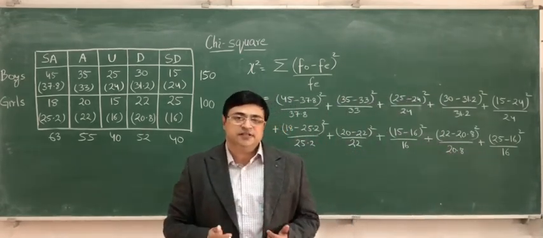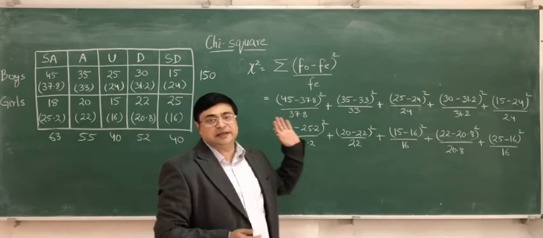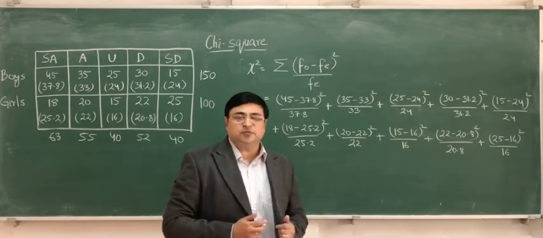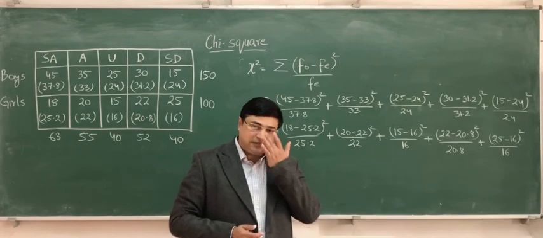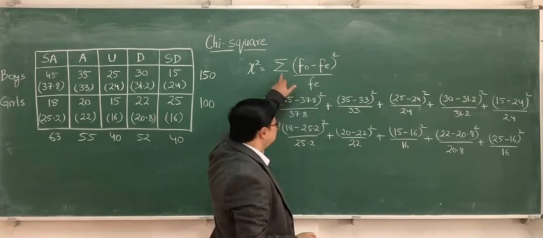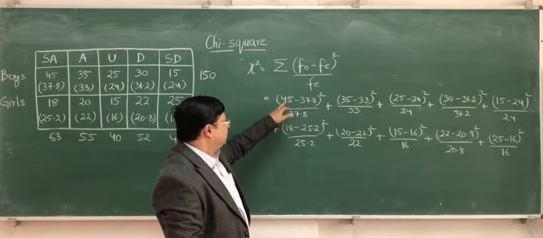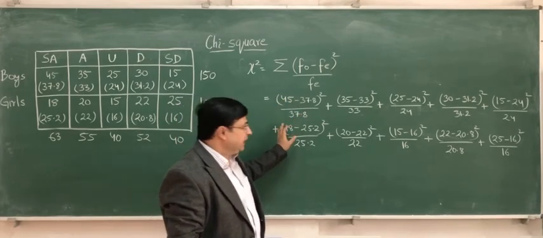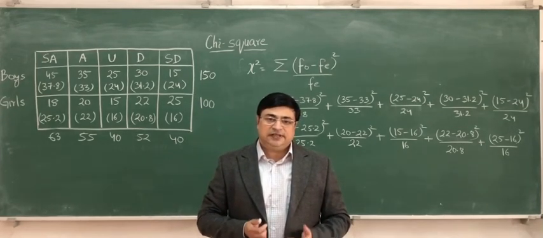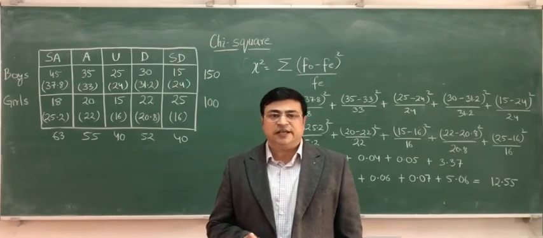So we simply did observed frequency minus expected frequency square upon the expected frequency for each of the cells, because it is summation here. So we expanded this formula and put the values in, and we are going to now calculate this. So let us see what is the answer. I will do it for you.